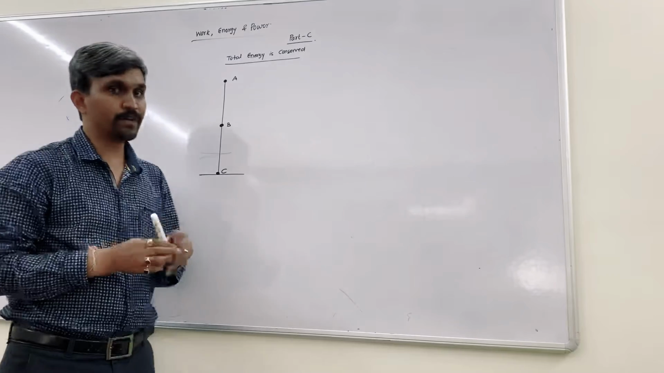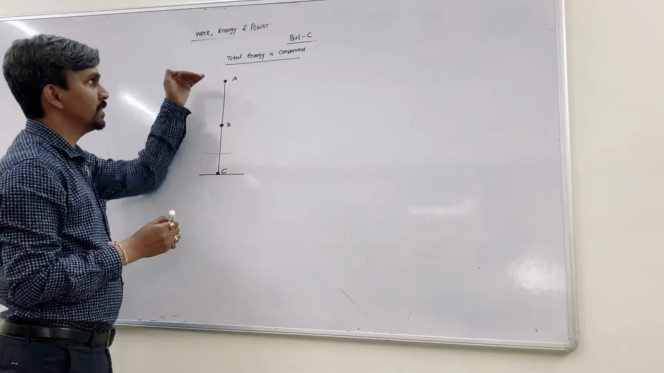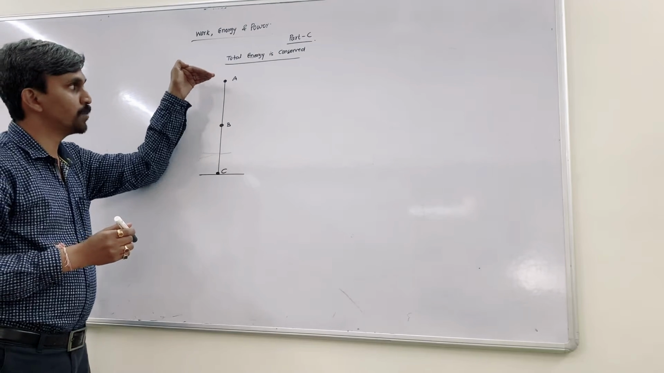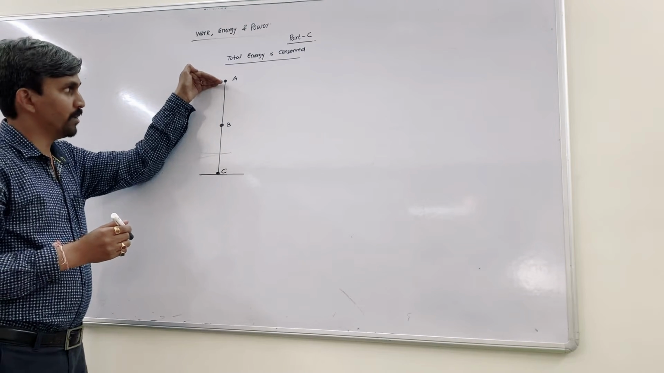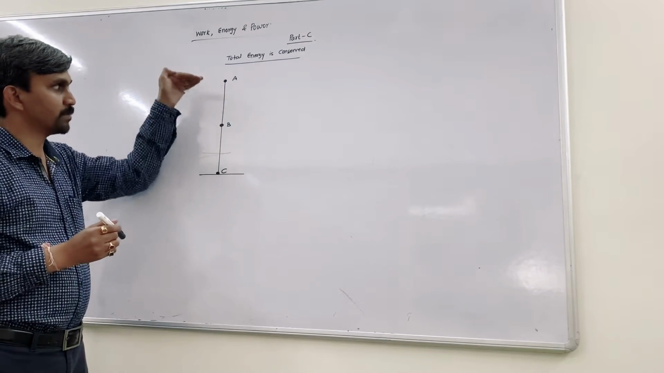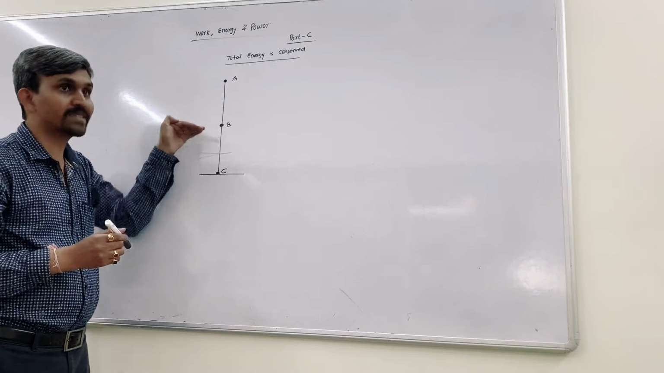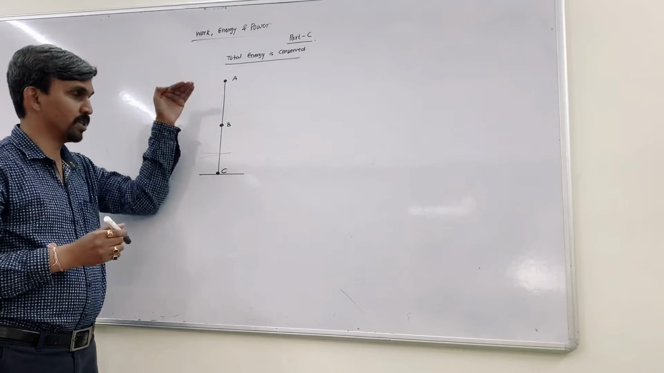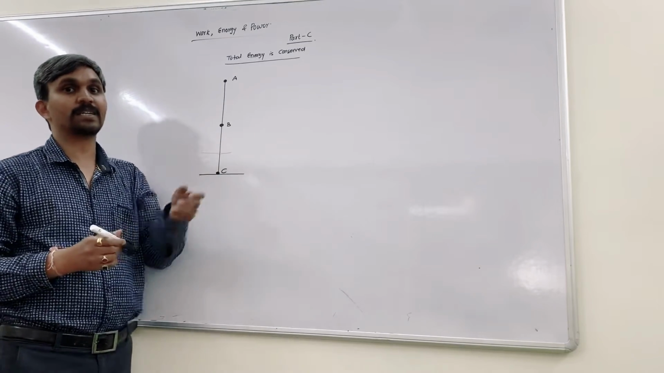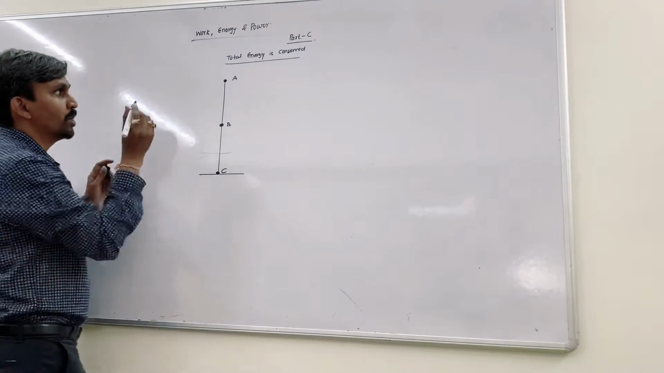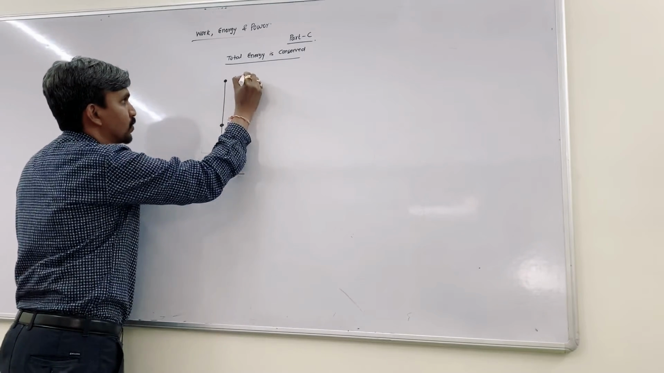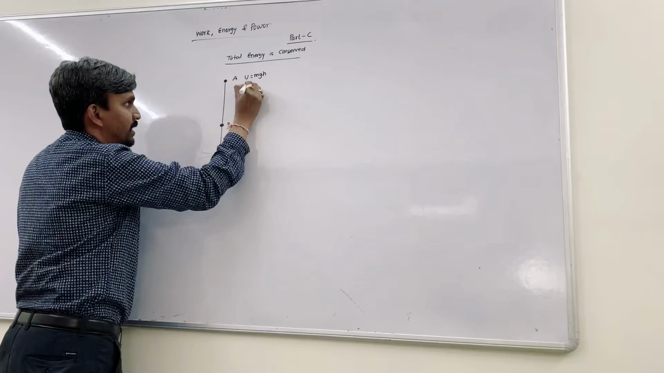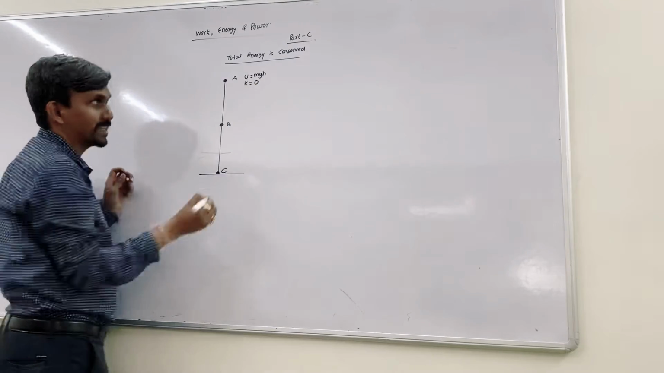Consider a body of mass m initially at point A, where it possesses only potential energy. When it is dropped from that height, it possesses both potential as well as kinetic energy. But as it goes down, potential energy will decrease and kinetic energy will increase. So when the body is at point A, it possesses only potential energy, which is mgh, since kinetic energy is zero because the body is at rest.